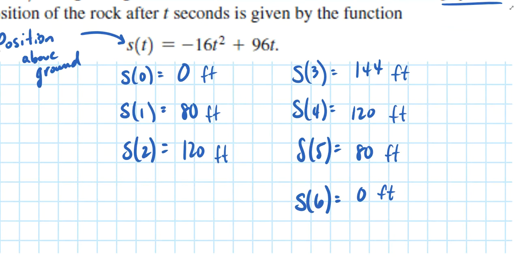And here we have it. The height at time 0, well, of course, the grapefruit hasn't been fired yet at time 0, so it's 0 feet above the ground. After it's released, 1 second later, it's 80 feet above the ground. Then after 2 seconds, it's 120 feet above the ground. After 3 seconds, it's 144. Then it only has a height of 120 after 4 seconds, then back to 80, and then back to 0 after 6 seconds.